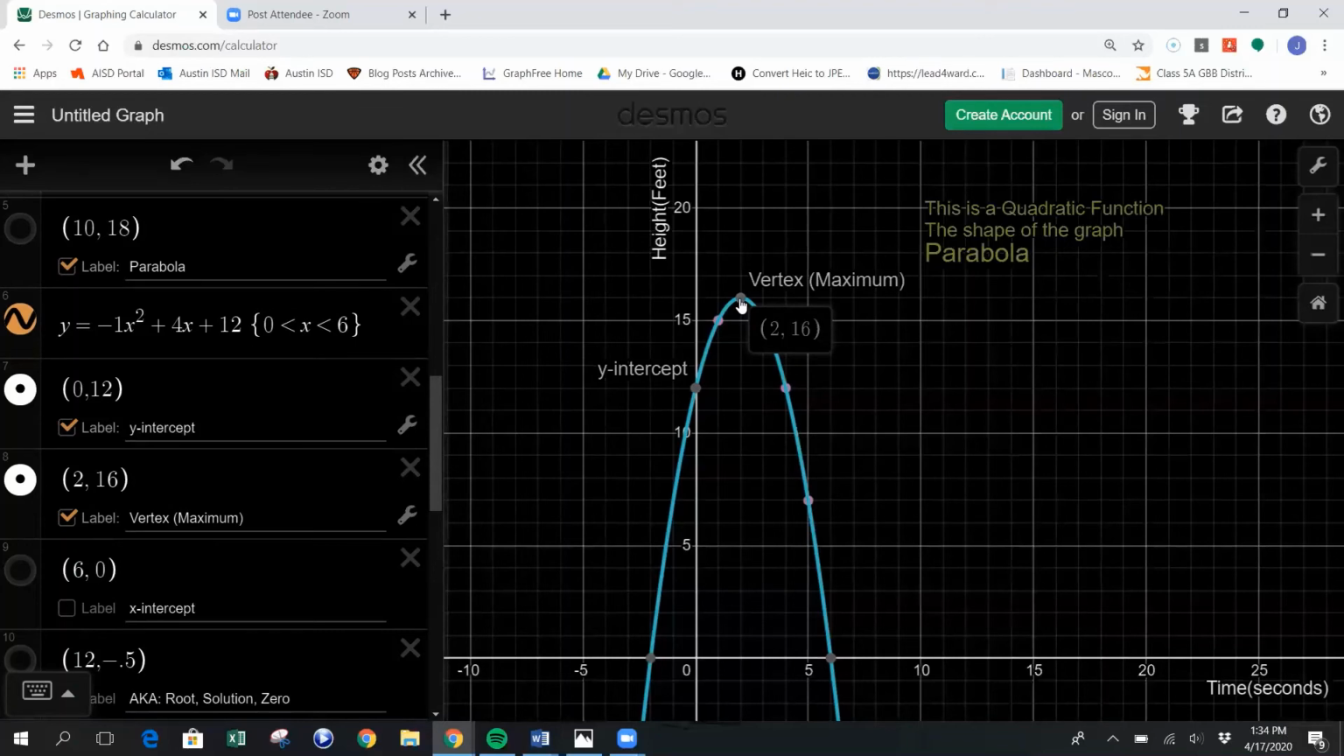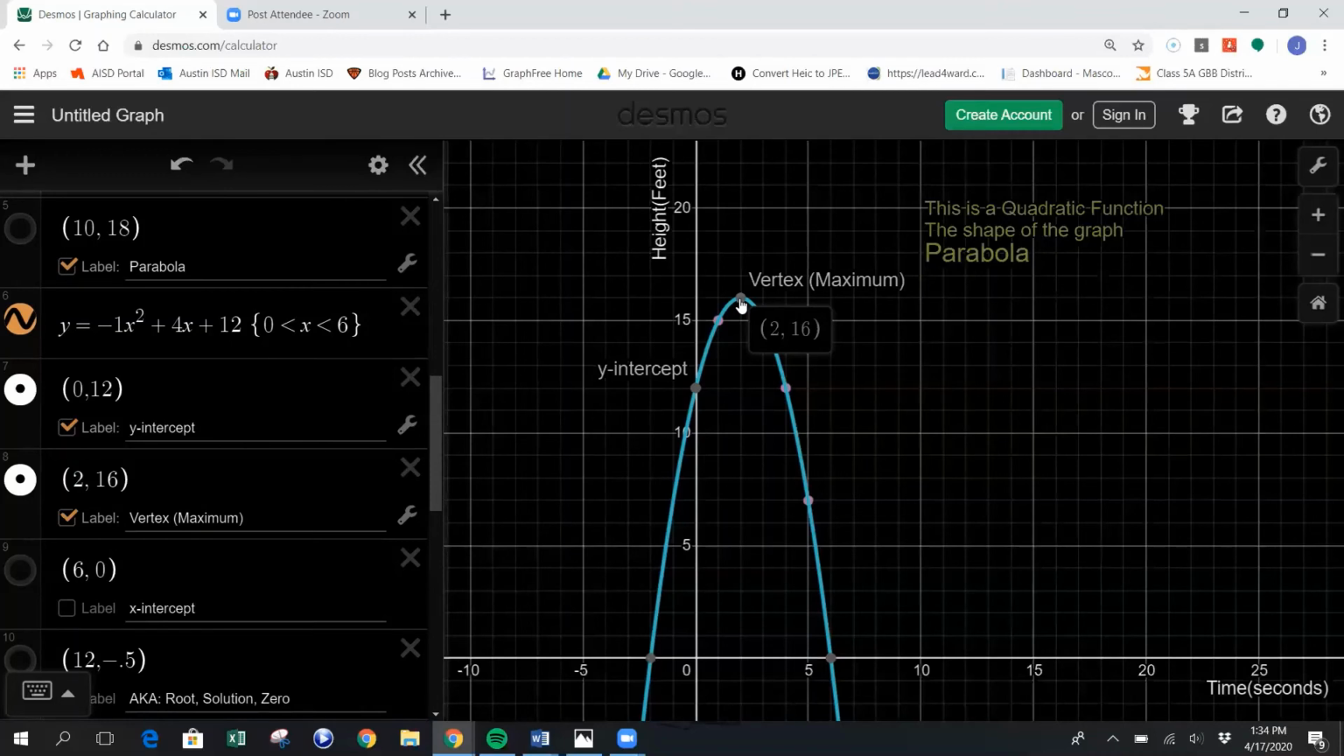And you see it says maximum next to vertex. So every vertex is either a maximum or a minimum. If the point is on the very top of the graph, it is called a maximum. Some quadratic functions are flipped over and open up rather than opening down like this one. And we'll get to some examples like that later, but if you see one that's open up, the vertex is called a minimum. But for this graph, it's a maximum since it's at the very top.